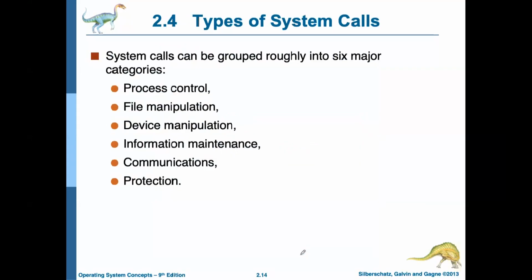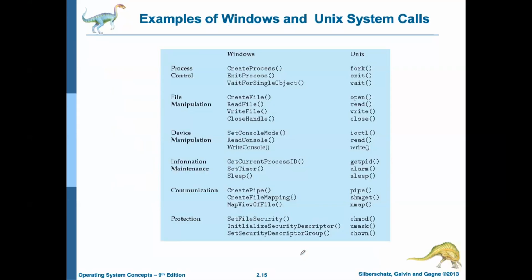Types of system calls. System calls can be grouped roughly into six major categories: process control, file manipulation, device manipulation, information maintenance, communication, and finally protection. So here are the names of the functions. For process control in Windows and in Unix, similar to CreateProcess they use fork, and for exit, the same exit but different syntax.